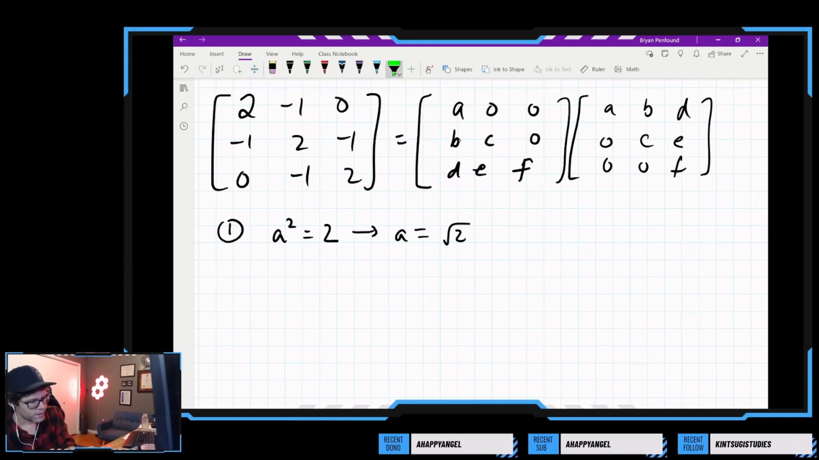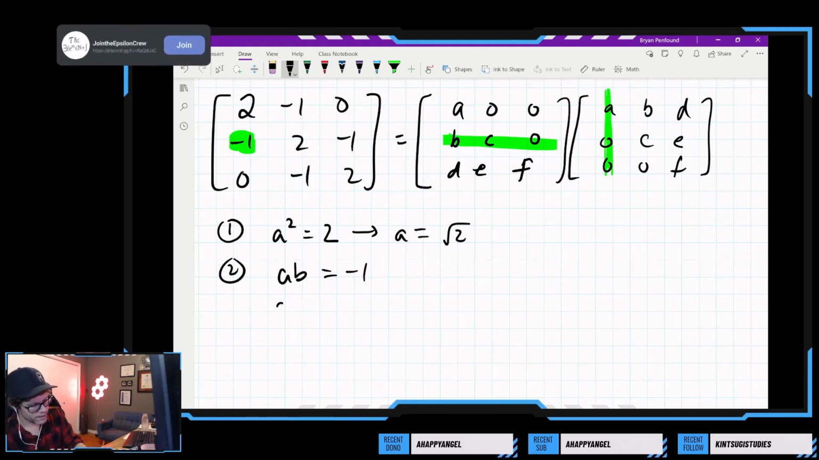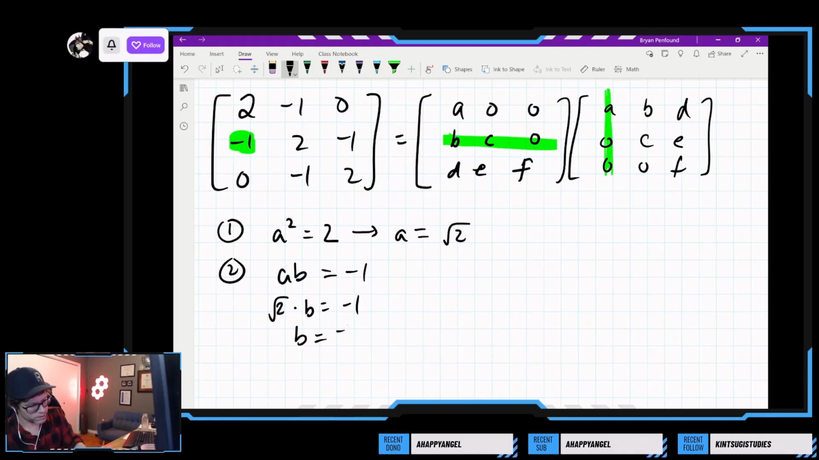Now, the next thing we could do is we could take a look at this multiplication. This multiplication must be equal to this one. So step 2, I'm going to say that AB plus 0 plus 0, so all of that should be equal to negative 1. We already know what A is. A is equal to root 2, so root 2 B should be equal to negative 1. B should be equal to negative 1 over root 2.